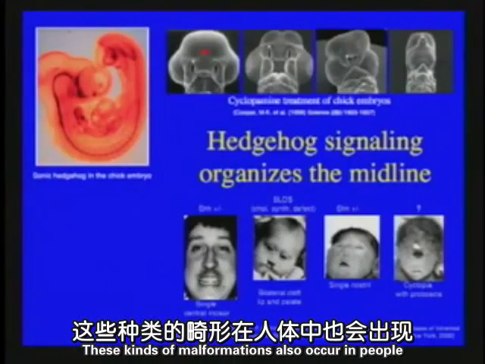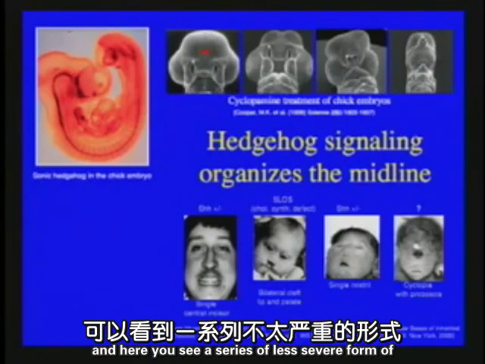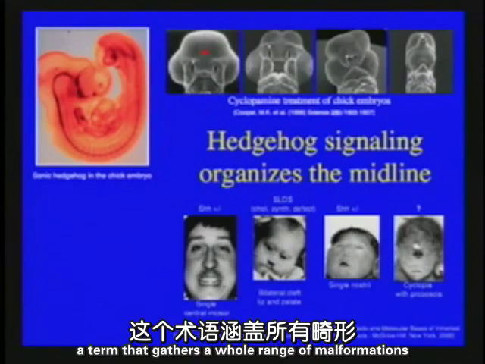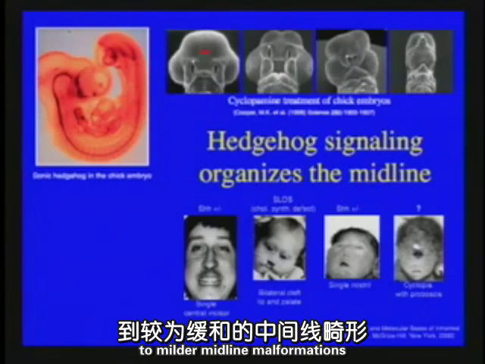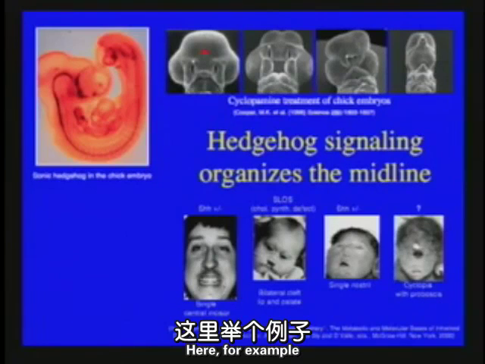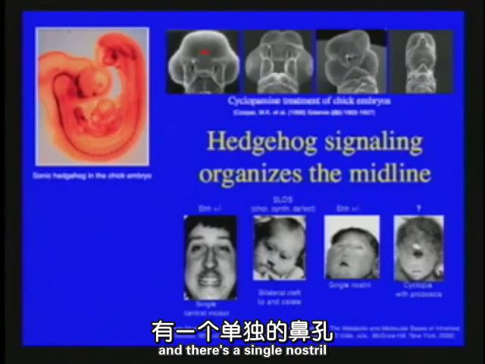These kinds of malformations also occur in people. Here you see perfect cyclopia. And then here you see a series of less severe forms of what's termed holoprosencephaly. This is a term that gathers a whole range of malformations from the very severe cyclopia you see here to milder midline malformations. Here, for example, the eyes are still close. They're separate, but they're close set, and there's a single nostril.